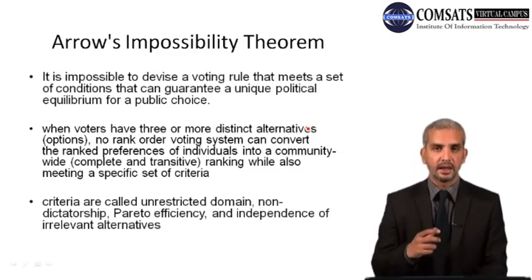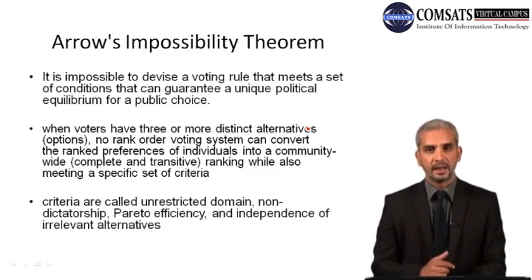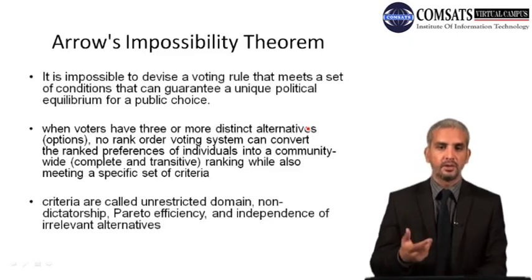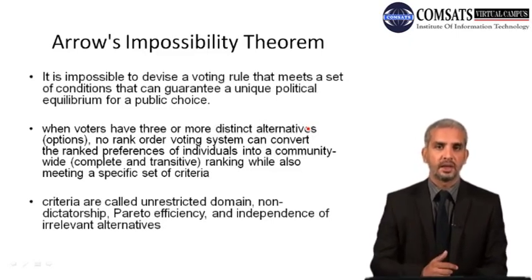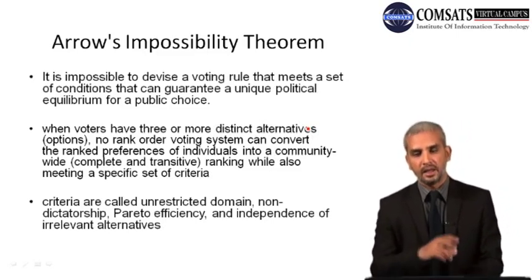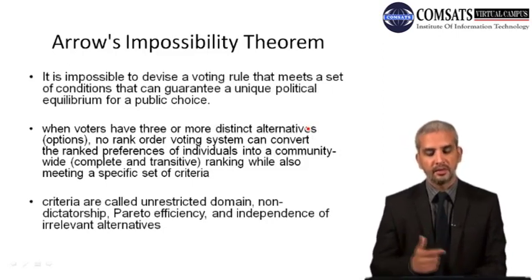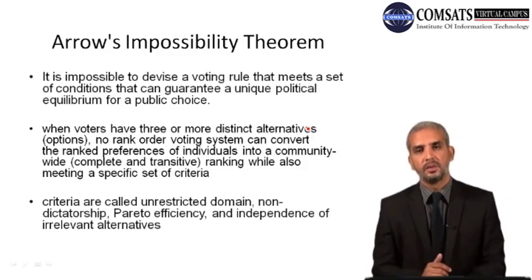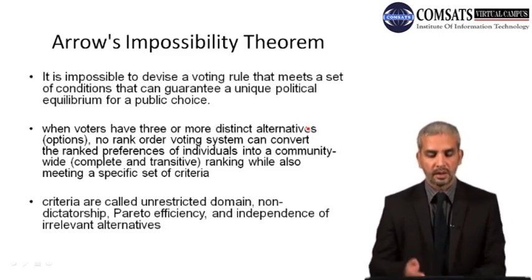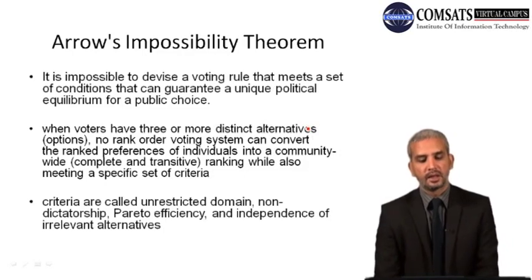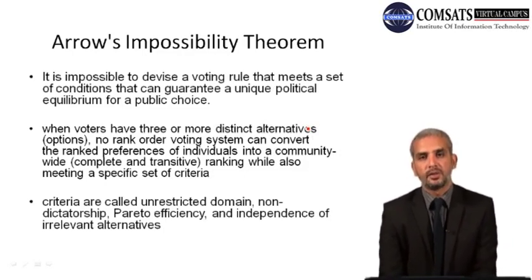The key words are: the rankings are complete and the rankings are transitive. Rankings are complete would mean that every individual is rational and clear of his choices, that A is greater than B and B is greater than C, and he would follow that ranking no matter what the scenario is. And the transitive ranking would mean that if A is greater than B and, for example, B is greater than C, then A would also be greater than C. This is transitive ranking.